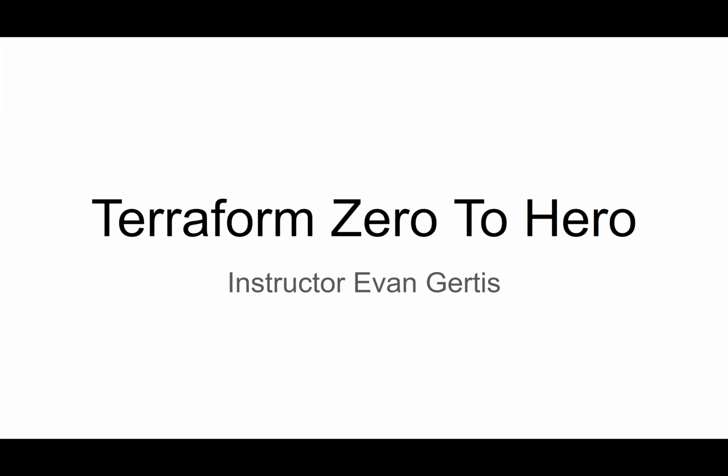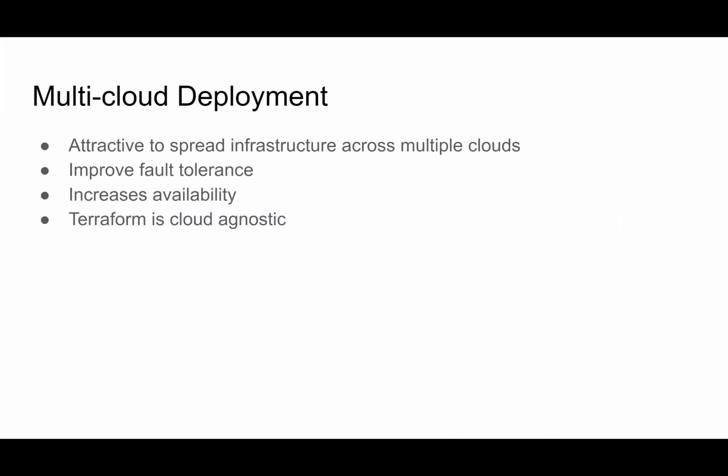In this lesson, we're going to talk about multi-cloud deployment and state. So in Terraform, we have this concept of multi-cloud deployment. It's attractive to spread infrastructure across multiple clouds. By using only a single region or a single cloud provider, fault tolerance is limited to the availability of that provider. So that's not really a great situation to be in if something goes wrong. So we can improve our fault tolerance by spreading it across multiple clouds, multiple regions.